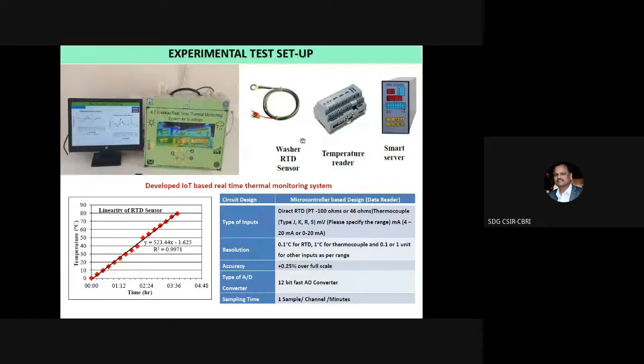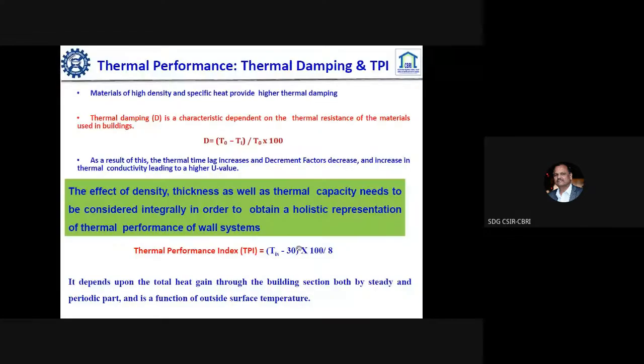Before using these sensors, we need to calibrate them, and some correction factor we have taken into consideration, and these are some specifications of the monitoring system. Then after monitoring the temperature, we need to find out the performance in terms of different factors. One is the thermal damping. Thermal damping is a characteristic that depends on the thermal resistance of that particular material, which we can find out as the outside surface temperature minus the inside surface temperature, divided by the outside surface temperature, into 100. If you do that, it will give the result in terms of percentage.